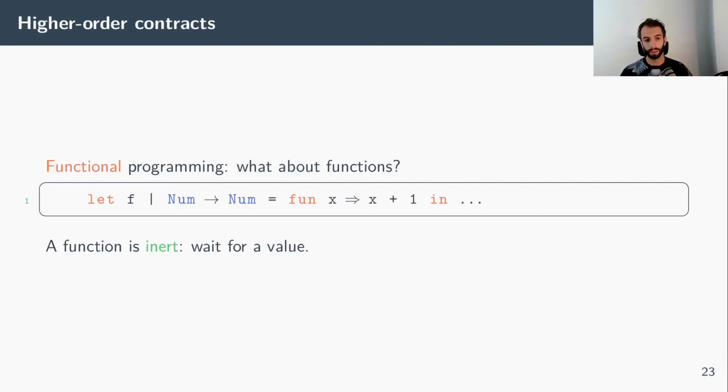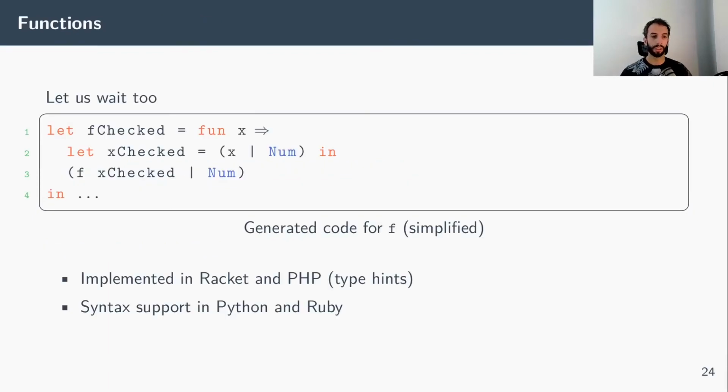The other difference with vanilla, let's say, dynamic typing, is that contracts accommodate functions. So what is the contract for a function from numbers to numbers? Well, I cannot really do many things with a function. It's a computation, it's inert, waiting for a value. But what I can do is wrap f with a function that will check for each call that the argument is of the right type, that is, that x is a number holds as a precondition, and that f applied to this argument holds as a postcondition.